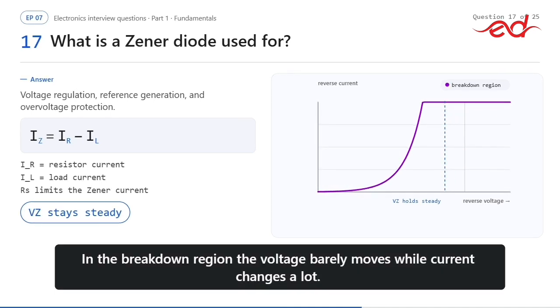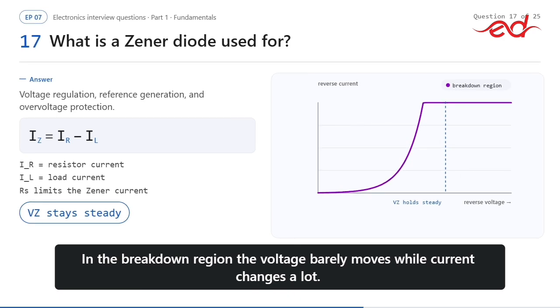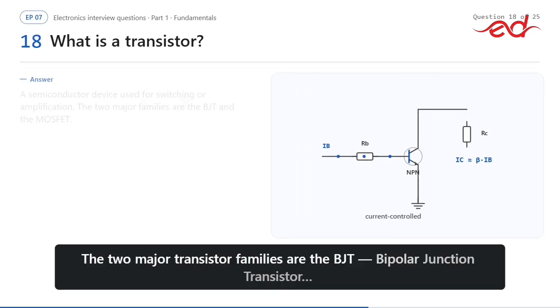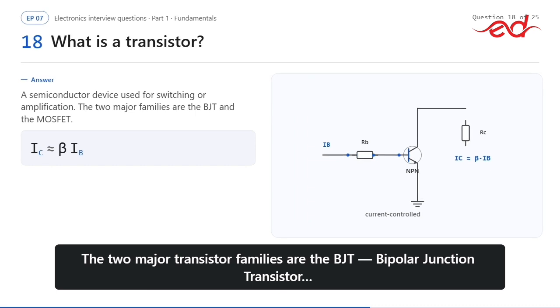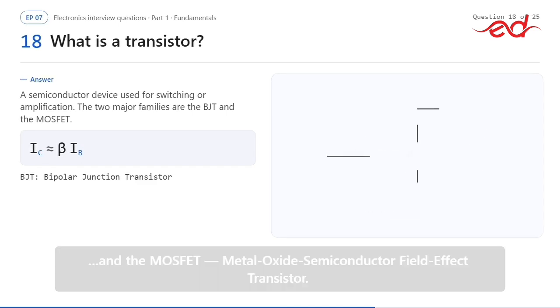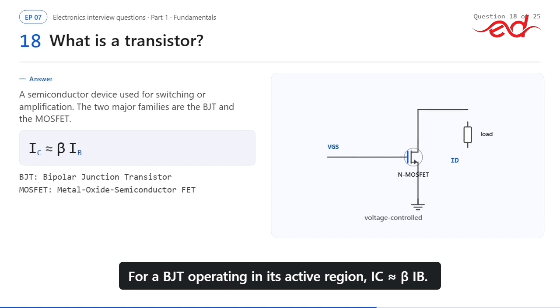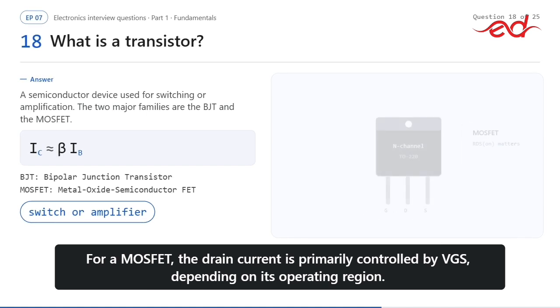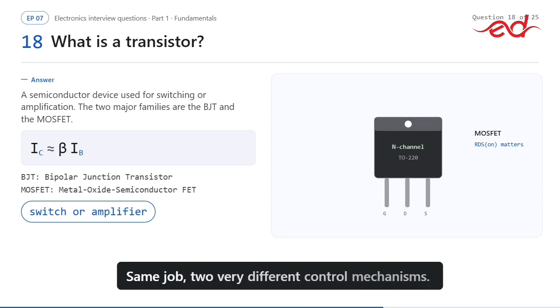Now coming to the next question, what is a transistor and how does it work? A transistor is a semiconductor device used for switching or amplification. The two major transistor families are the BJT, bipolar junction transistor, and the second one is the MOSFET, metal oxide semiconductor field effect transistor. For a BJT operating in the active region, IC is equal to beta times IB. Basically, the collector current is going to be beta times the base current. So the BJT is a current controlled device. For a MOSFET, the drain current is primarily controlled by VGS, the gate voltage which we apply on the gate of the MOSFET, depending upon its operating region.